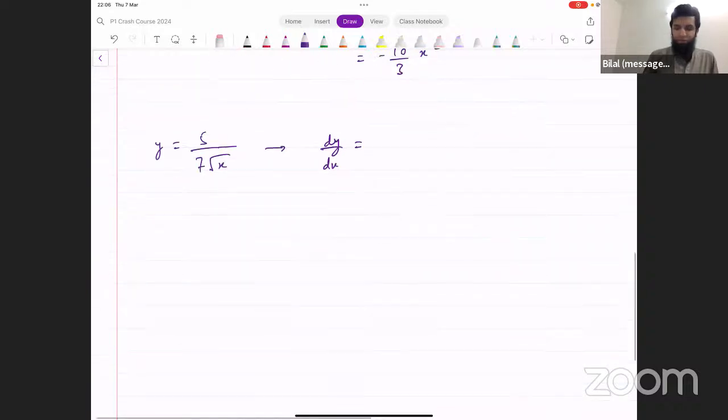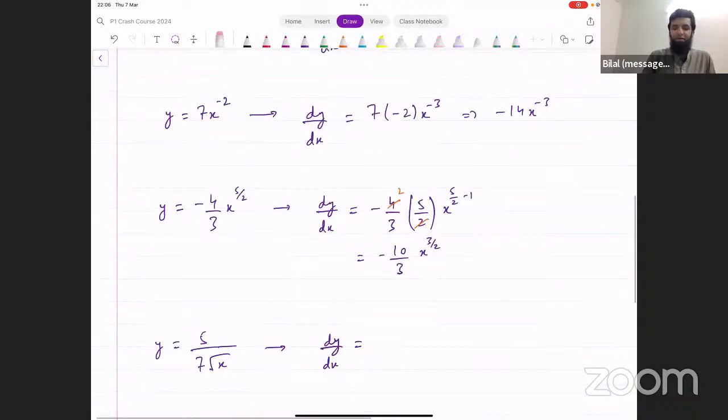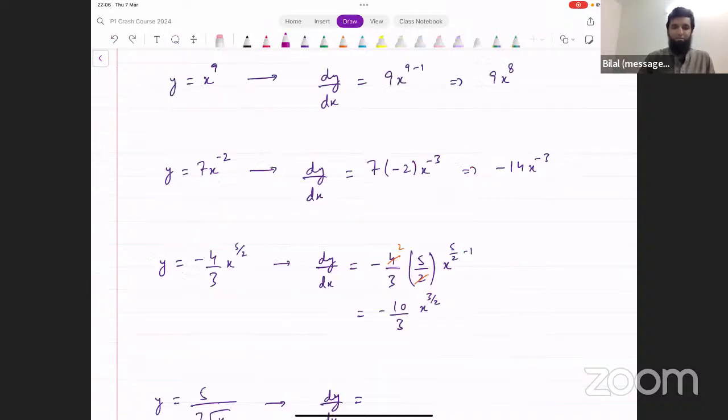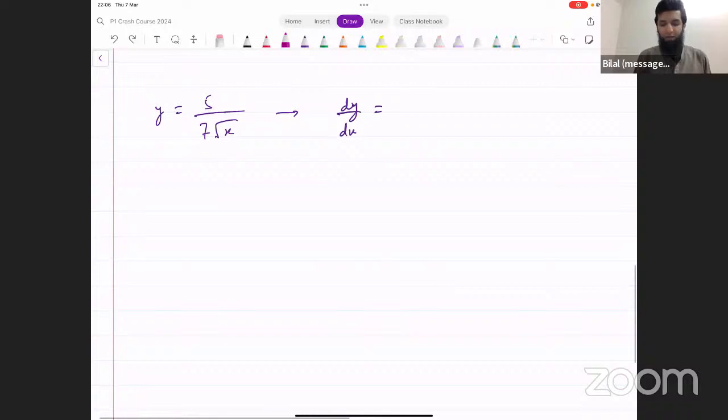Okay, let's try this. First of all, we need to write this in power form. We can't differentiate it directly like this. We need to write it in this form first: x raised to power something in the numerator. Right now x is in the denominator, so we have to write this in the numerator first. We will write this function like this first.